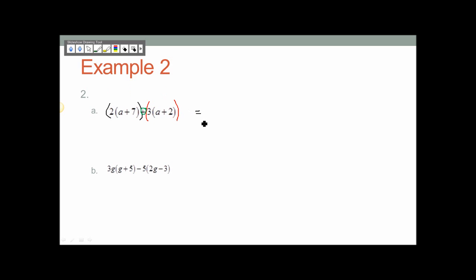Alright, so here is our 2a plus 7. If we expanded that, that's going to be 2a, and then plus 2 times 7, which is 14. Alright, now let's leave that for a moment, and over in this space over here, let's expand our second part of the question. Alright, so this is 3a plus 2, which if we expand is going to be 3 times a, which is 3a, and then over here we've got 3 times 2, which is plus 6.